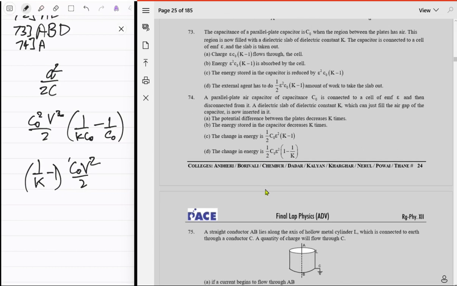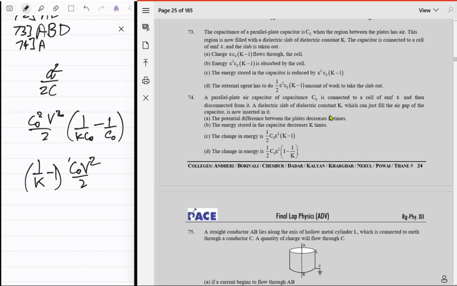Should be 1 upon k minus 1, I think. Energy increased now, right? Or not? Q squared upon 2C, we can say, so the Q thing is C naught V, then that upon 2C, just 1 upon C. Our Q will remain the same, so it has to be this thing. The energy changes: now the energy was 1 upon k.